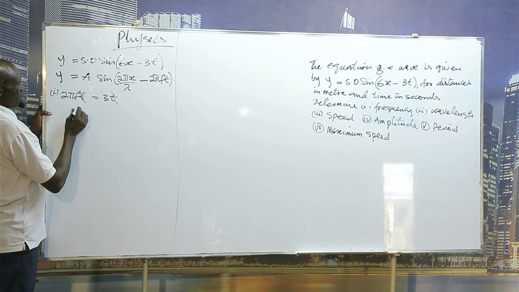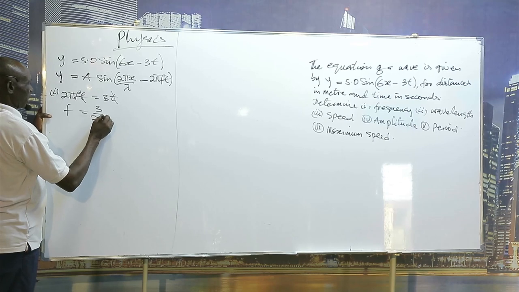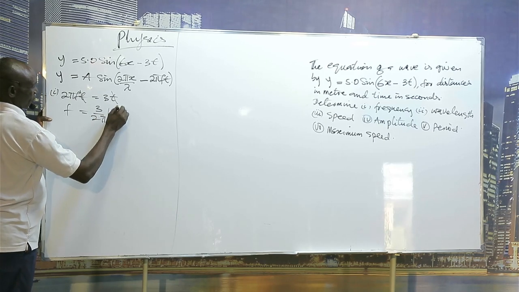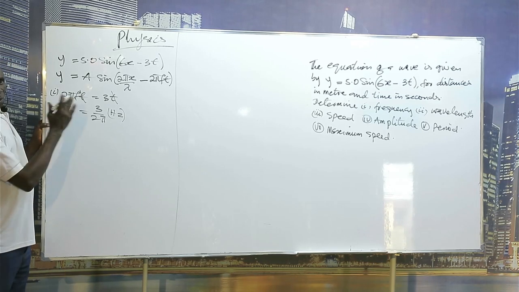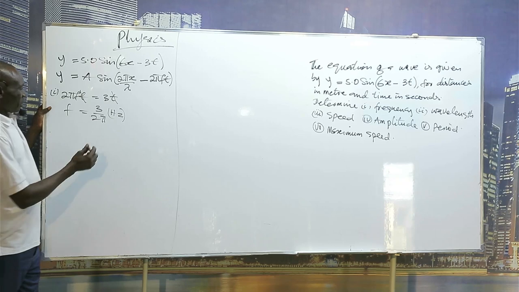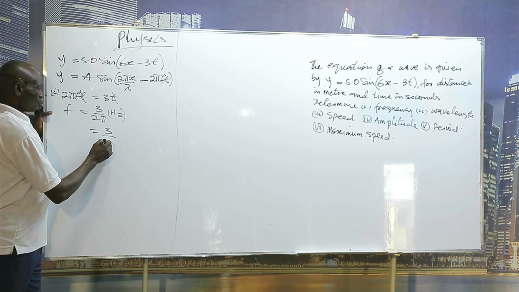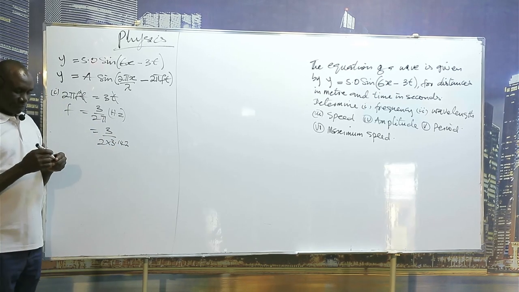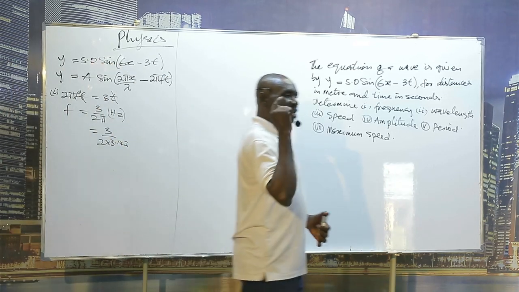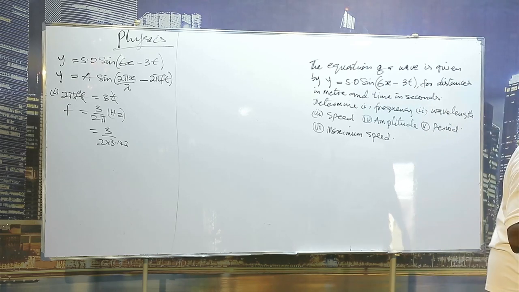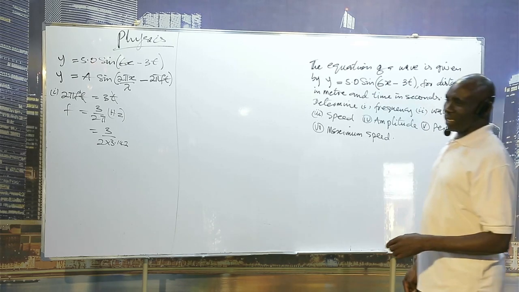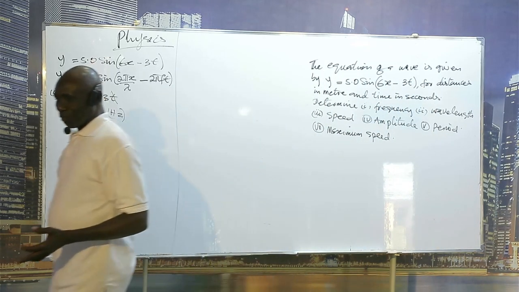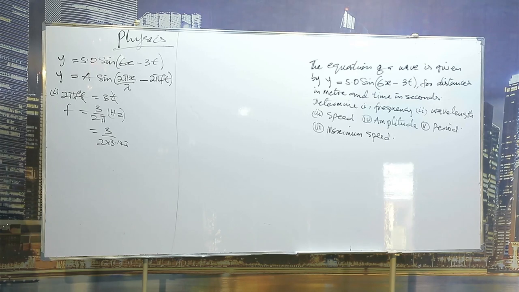t we go. f now will be 3 over 2 pi. That is the answer. And if you want to convert this, you say 3 all over 2 times 3.142, which you know is pi in radian. I told you, when pi is in degrees, the value is 180 degrees. But when it is in radian, the value is 22 over 7, or 3.142.